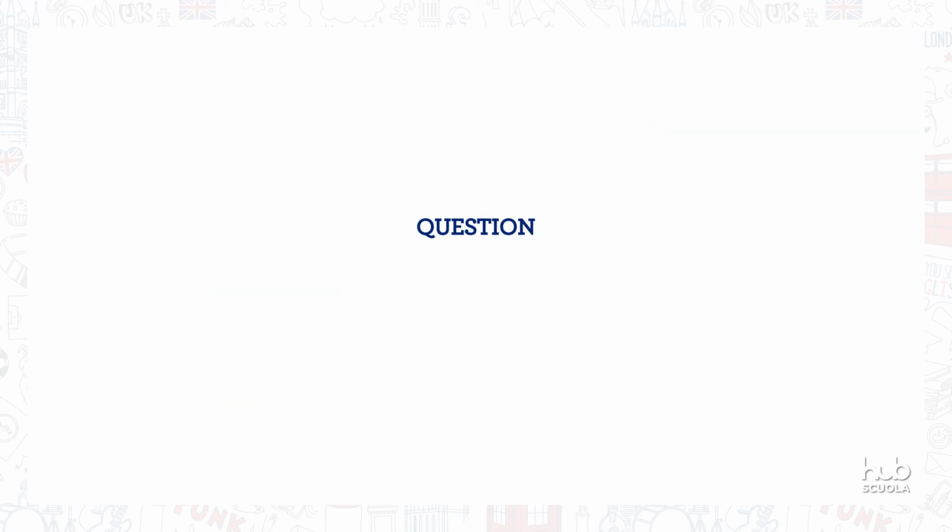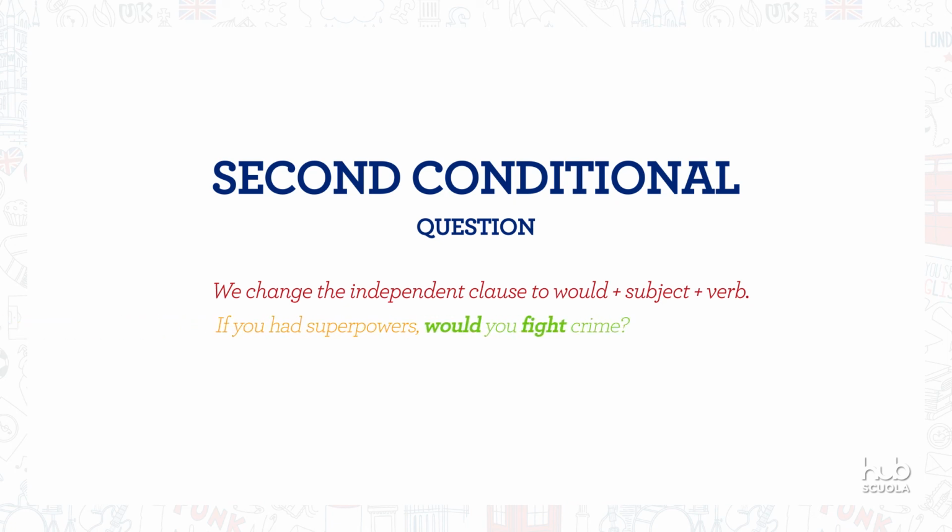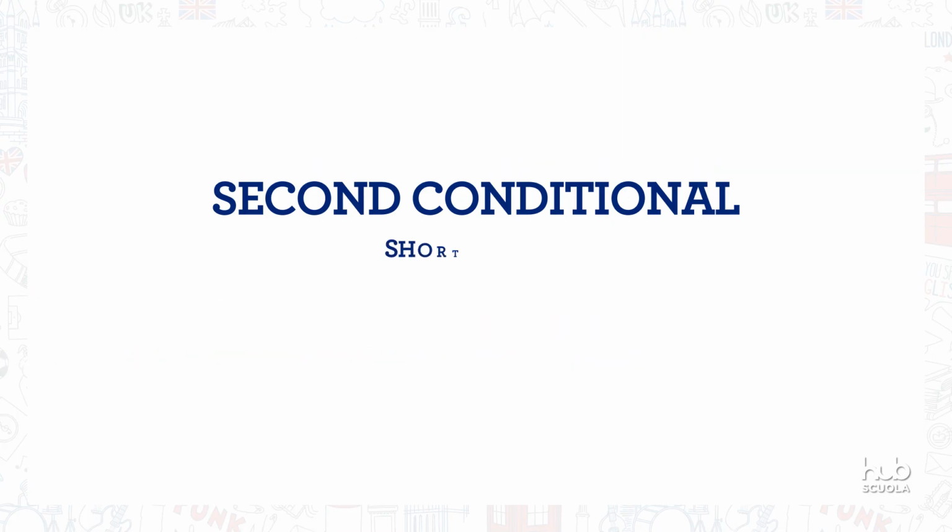To ask a question using the second conditional, we change the independent clause to would plus subject plus verb. For example, if you had superpowers, would you fight crime? Would you fight crime if you had superpowers? To give short answers, we use yes, I would, no, I wouldn't.